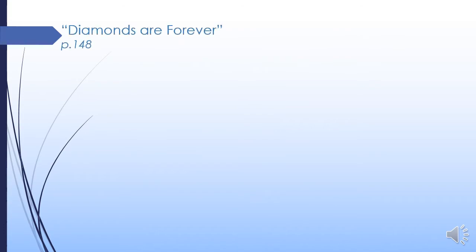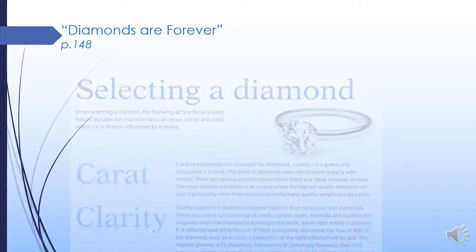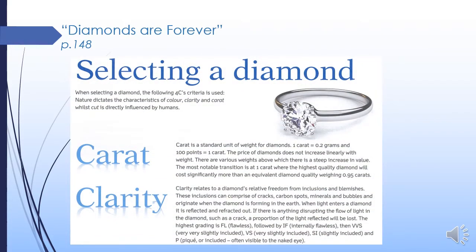Please go to your course book, page 148. Diamonds are forever. Let's read together. Selecting a diamond. When selecting a diamond, the following 4 C's criteria is used. Nature dictates the characteristics of color, clarity, and carats, whilst cut is directly influenced by humans.